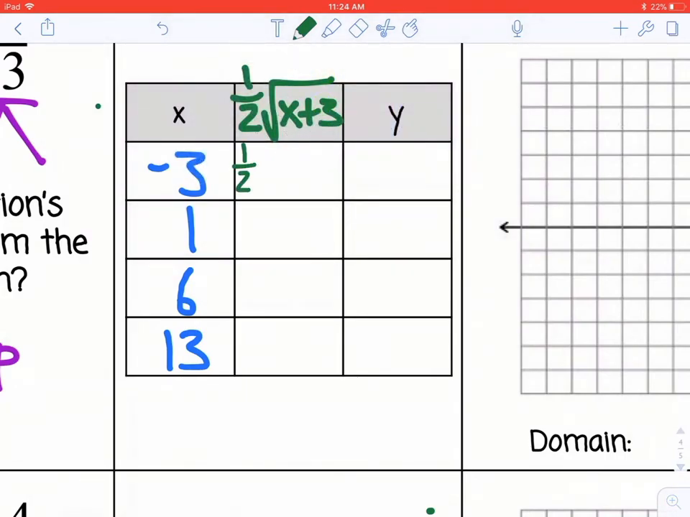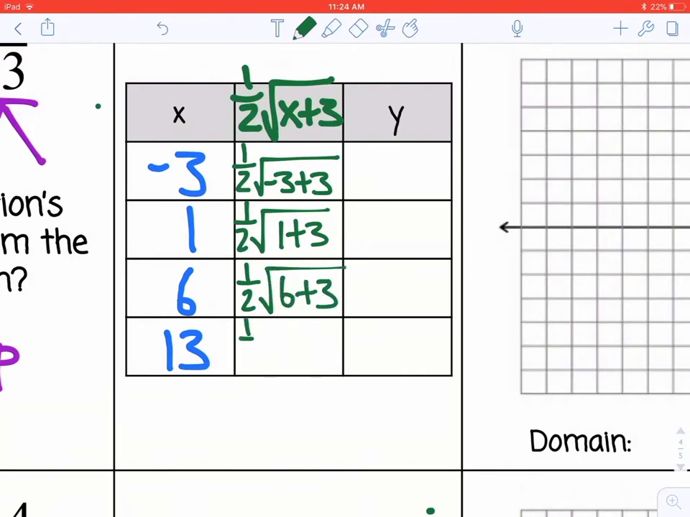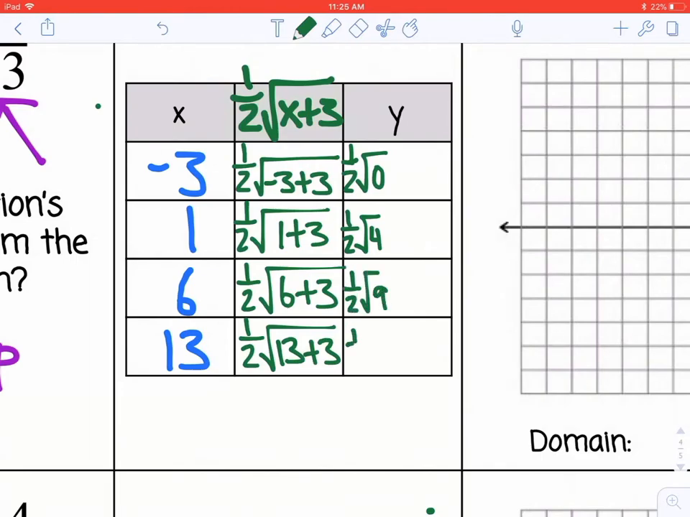We have 1/2 times the square root of -3 plus 3, and 1/2 the square root of 1 plus 3, and then 1/2 times the square root of 6 plus 3, and then 1/2 times the square root of 13 plus 3. That simplifies to 1/2 the square root of 0, 1/2 times the square root of 4, 1/2 times the square root of 9, and 1/2 times the square root of 16.